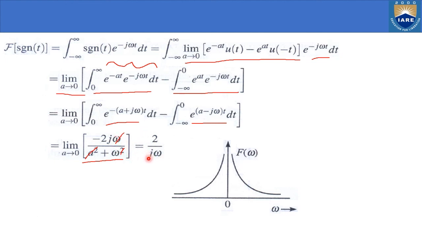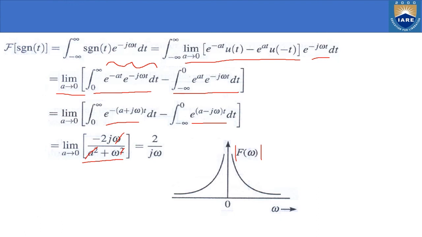So again it is complex. That is the important thing, it is complex. So how to interpret this? Let us plot this. Here I am plotting only the magnitude response. So I can put magnitude here, and I have 2 by omega. So what is the magnitude of this one? 2 by omega.